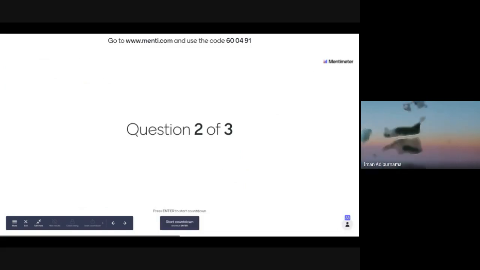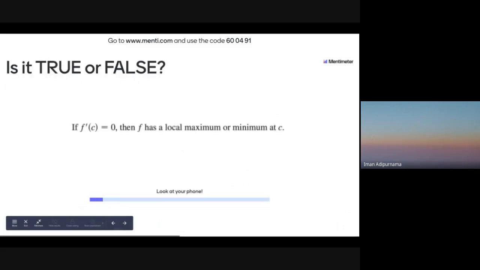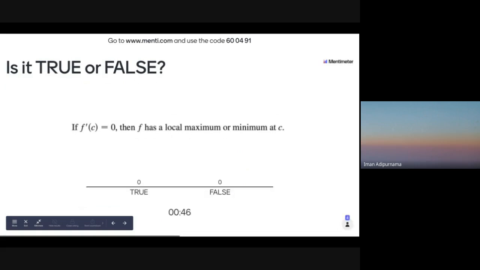Three, two, one. Okay, let's check and try. Just true or false. Again, it's a short time, but I hope you get the correct answer.